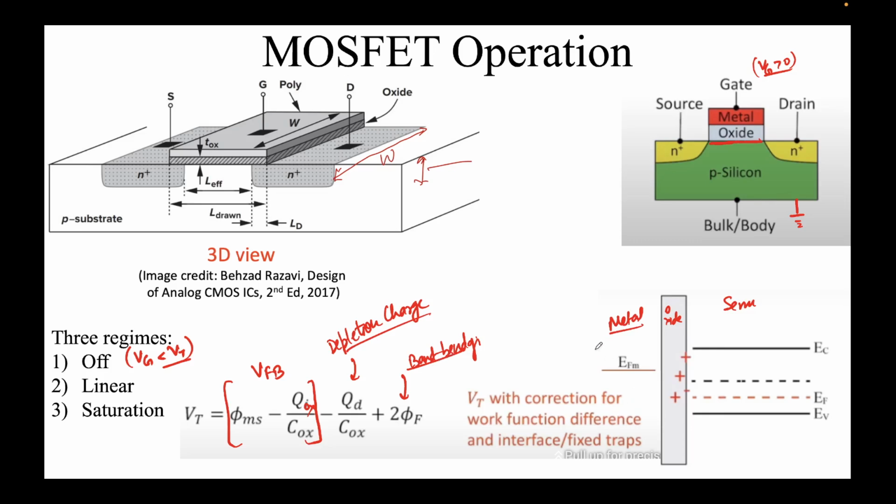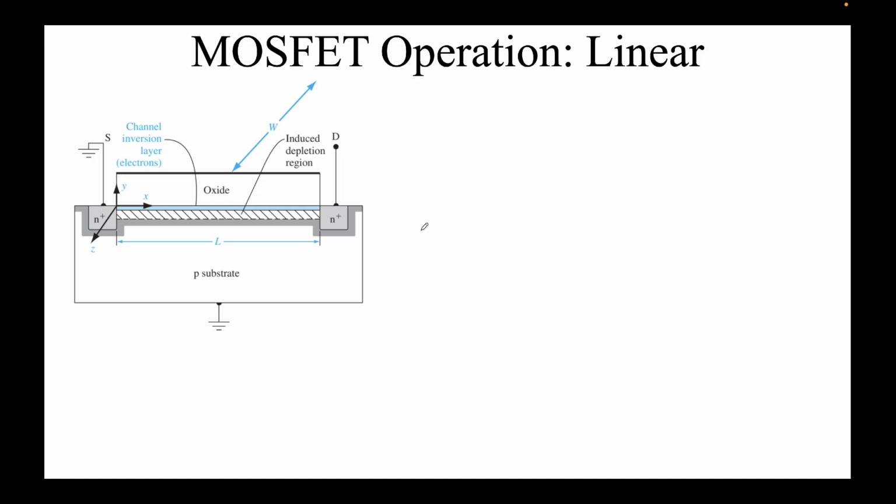Moving ahead, now let's talk about the second regime, which is the linear. Same diagram. I would like you to notice the x, y, and z directions. So this is a p-type substrate which is grounded. The source, which is the n plus, is also grounded. At the drain, we'll apply some potential, n plus. And this width I'm not showing, I'm just showing the cross section, which is the minus z direction. You can see the z over here, and the metal will lie somewhere over here.